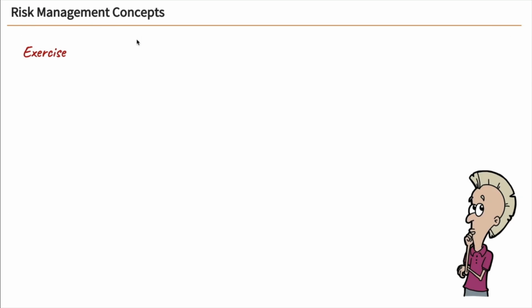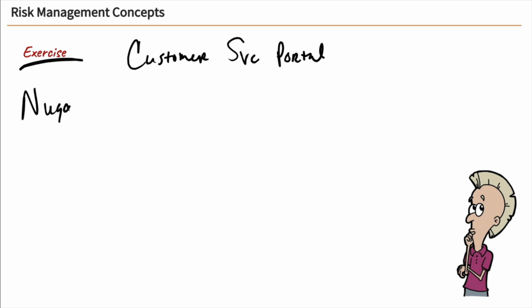Now, we're going to go through a little exercise here. Let's say we have a customer service portal at our organization, and our customers use it to log in, access their account, and place orders, those kinds of things. Now, we as a company, we are the Nugget Lab Corporation, and we have a network over here.